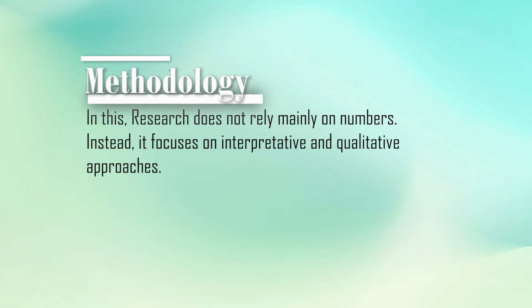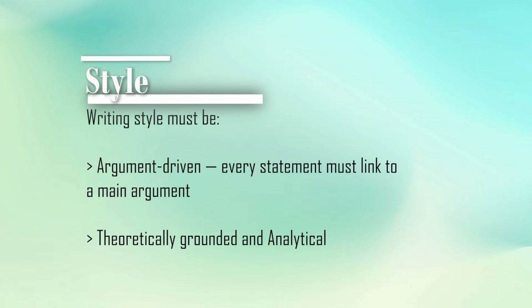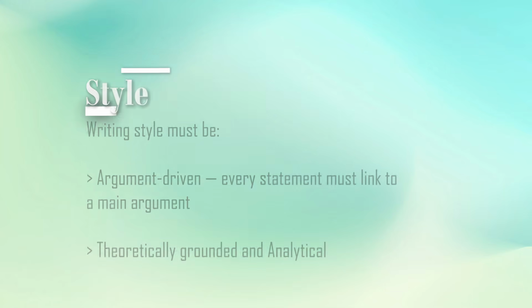The second is methodology. In this, research does not rely mainly on numbers. Instead, it focuses on interpretative, qualitative approaches, meaning the researchers must explain how the interpretation is done, which theory, which text selection, and why these choices matter. The third one is the style. The writing style must be argumentative. Every statement must link to the main argument, theoretically grounded and analytical.